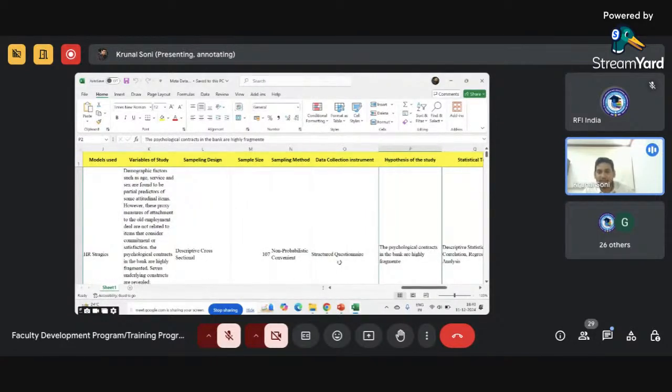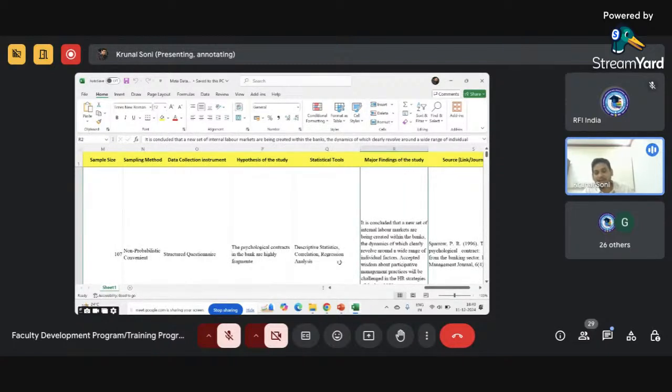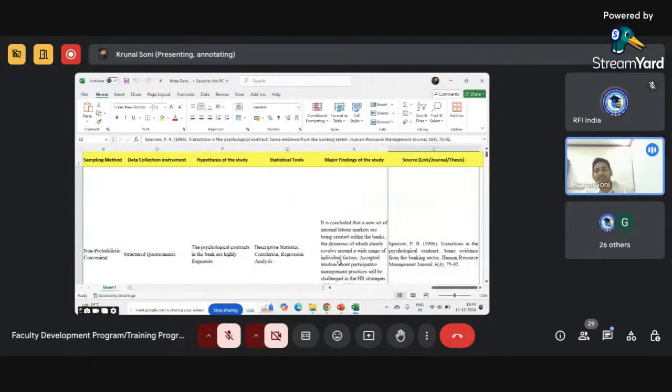Hypothesis, right? So the main hypothesis is psychological contracts in the banks are highly fragmented. Statistical tool, descriptive statistics, correlation and regression analysis. Major findings. So these are the findings that you can report out of this data analysis and interpretation functions. And this is the final source.